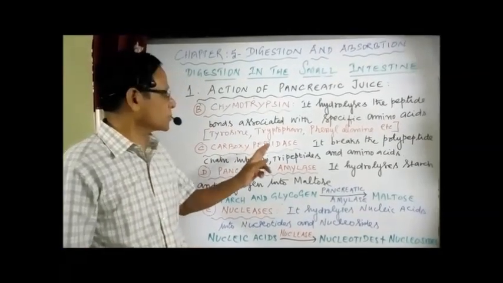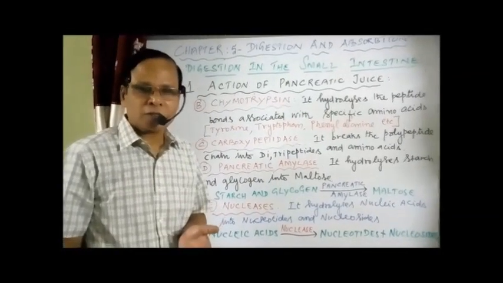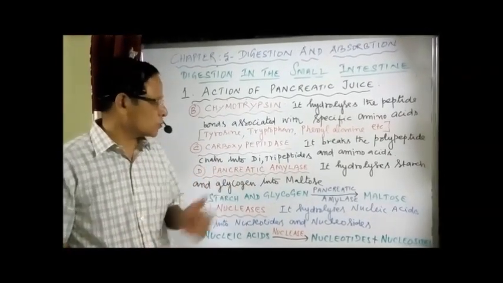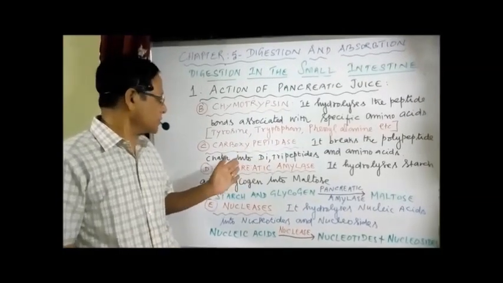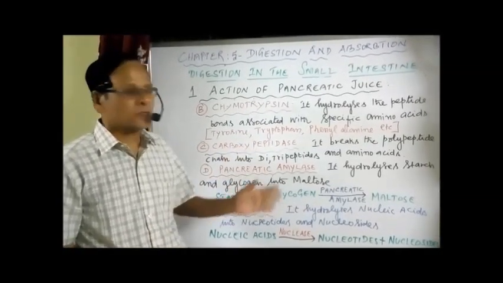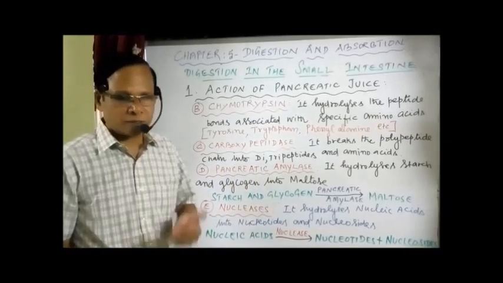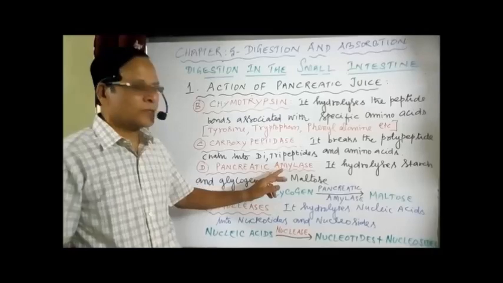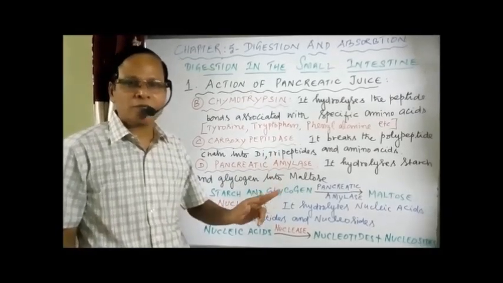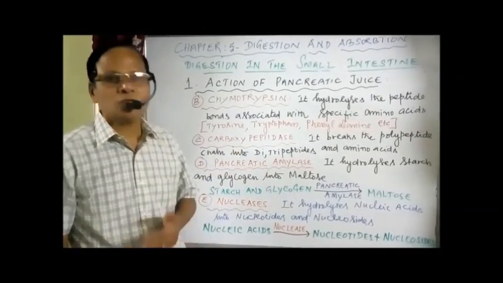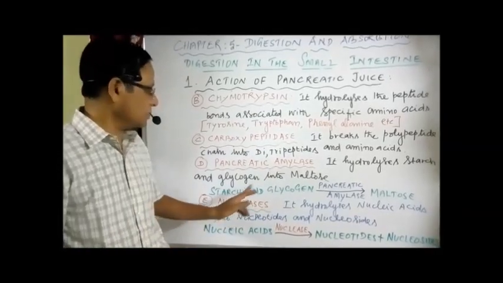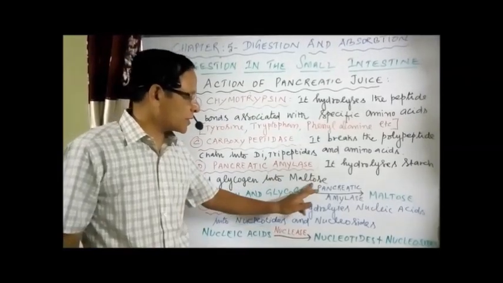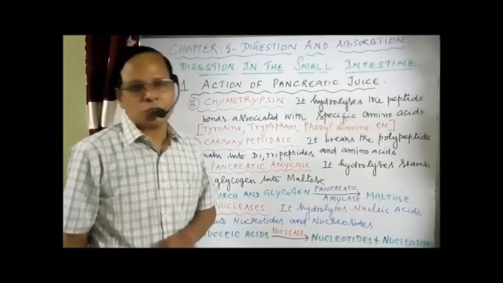The next one, carboxypeptidase. We have a classification of carboxypeptidase and also aminopeptidase. I don't want to touch that one. It breaks the polypeptide chain into tripeptides and also amino acids, the ultimate products of further hydrolysis. The next one, pancreatic amylase, is similar to salivary amylase, digesting starch into maltose. Starch and glycogen, another polysaccharide, are both acted upon by pancreatic amylase to form maltose.